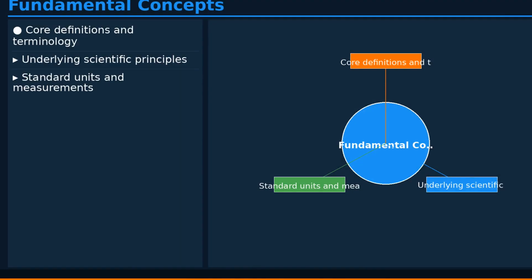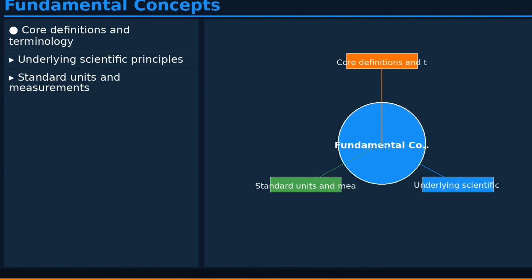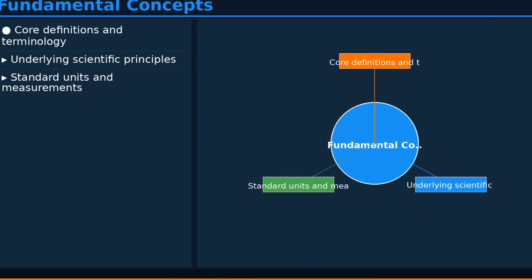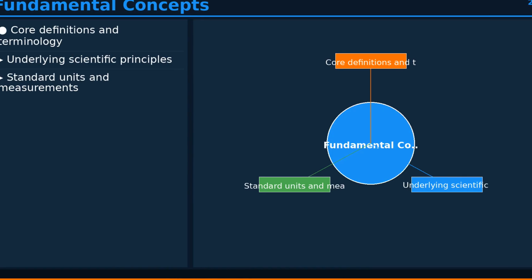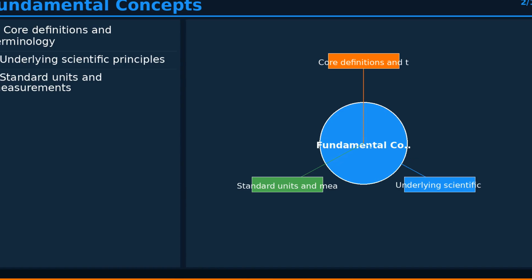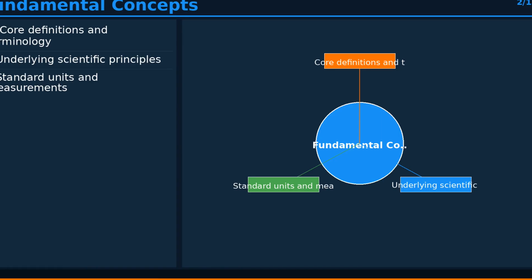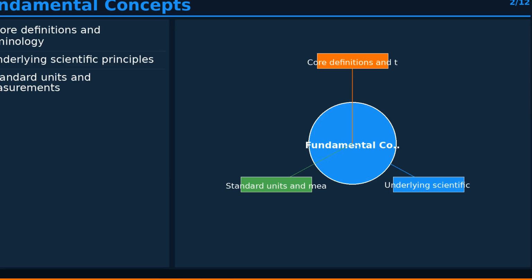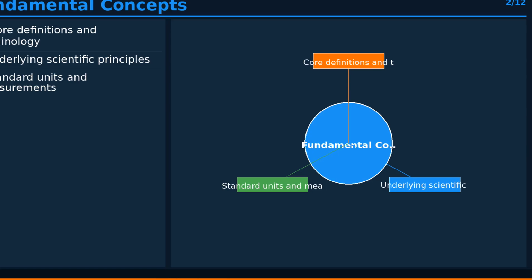The fundamental concepts of tensile testing of plastics on UTM machine start with precise definitions and terminology. Understanding the scientific basis helps us predict material and process behavior accurately. Standard units ensure consistent measurement across all industrial applications.